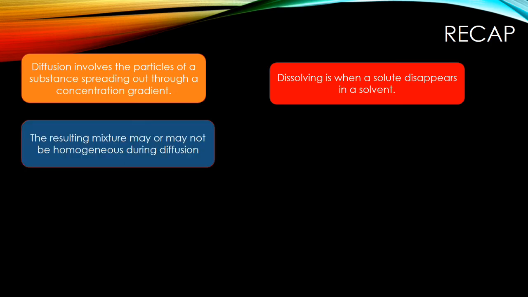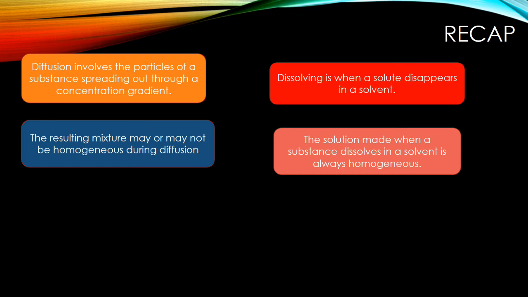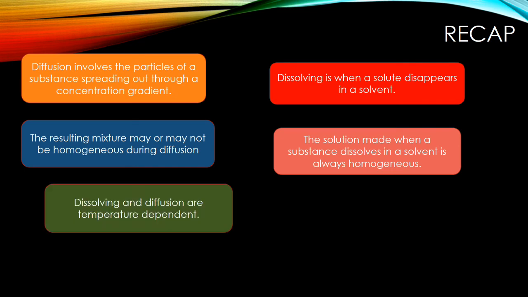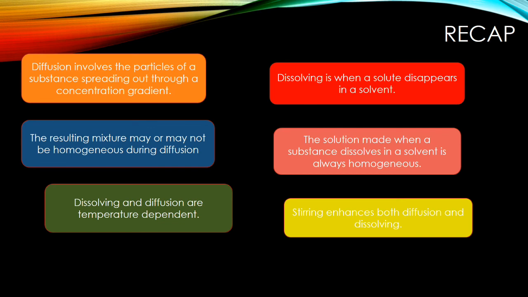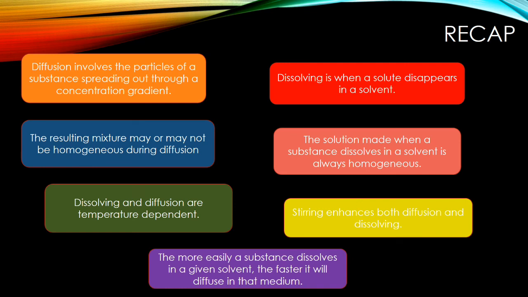The resulting mixture may or may not be homogeneous during diffusion. The solution made when a substance dissolves in a solvent is always homogeneous. Dissolving and diffusion are temperature dependent. Stirring enhances both diffusion and dissolving. The more easily a substance dissolves in a given solvent, the faster that substance will diffuse in that solvent.